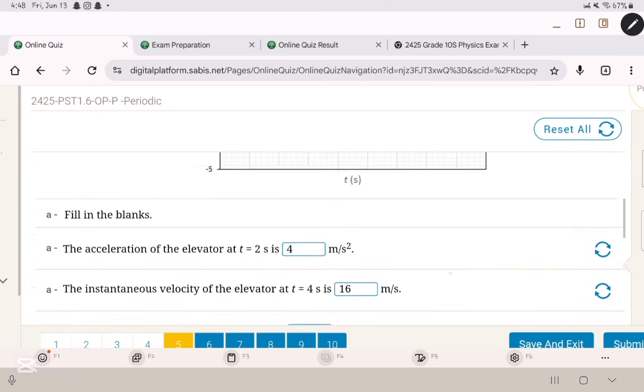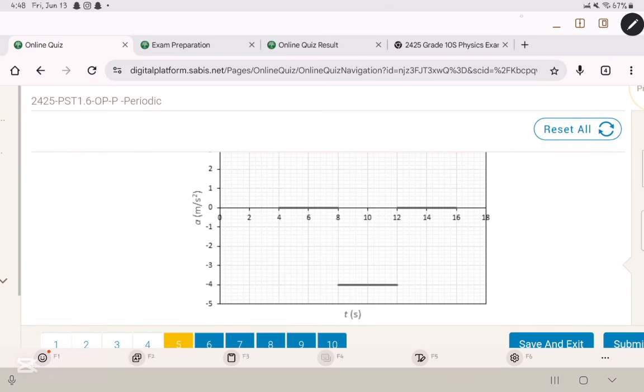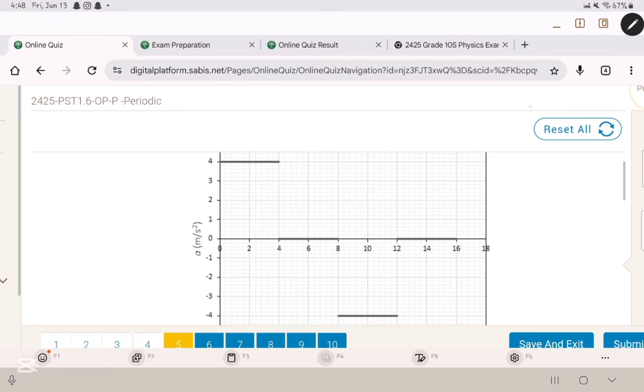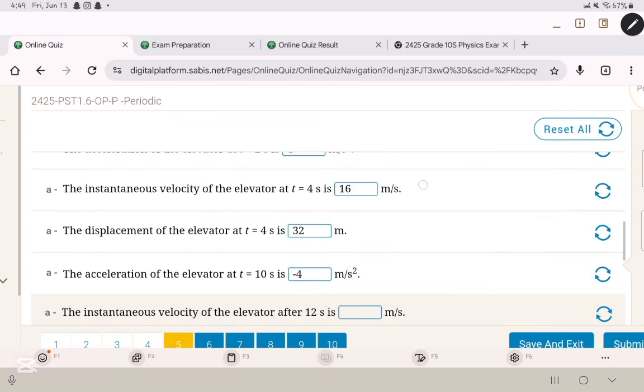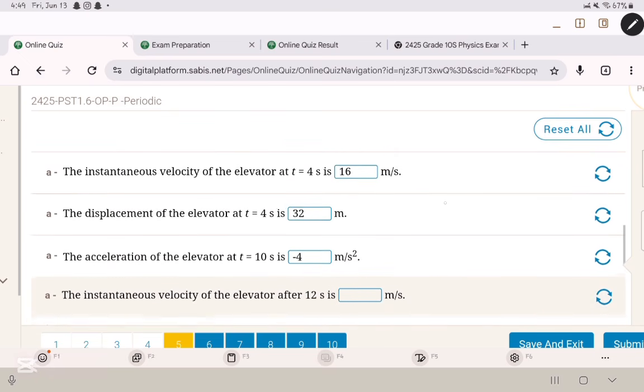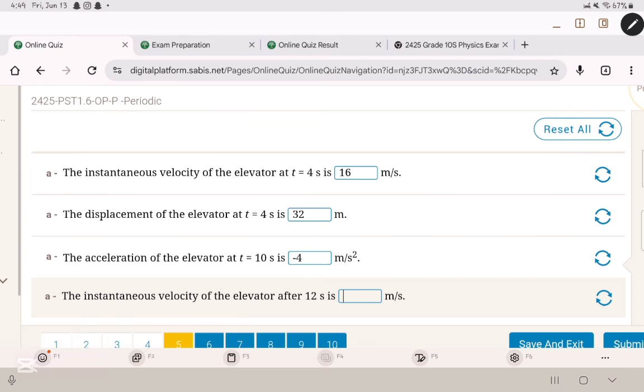Very simply, you will just find where it is over here. Now notice here there is a difference. They want the instantaneous velocity of the elevator after 12 seconds, whereas here they wanted it at time 4 seconds. Here they want it after 12 seconds.